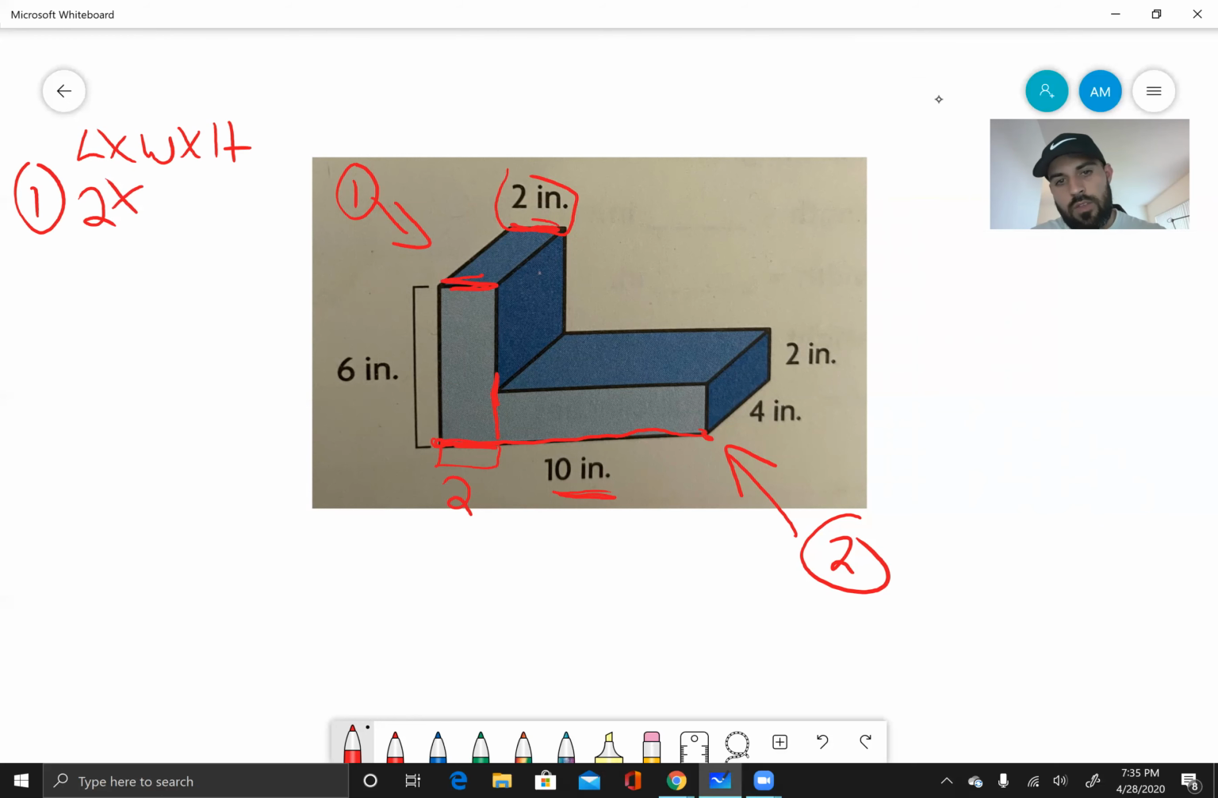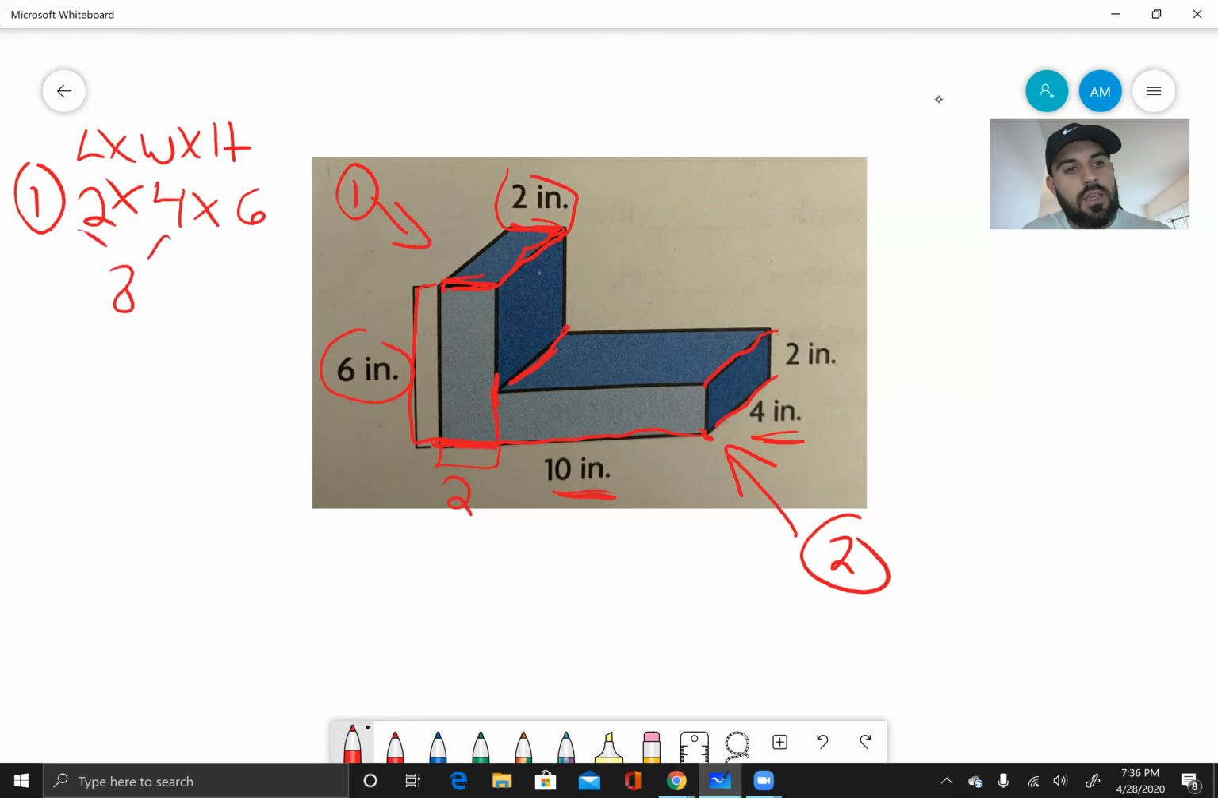Where can we see width? Width would be here, width would be here, width would be here, and width would be here. And they are all congruent, so the width would be 4. And then height, very simple. We're going from the top to the bottom, which tells me right here, which is 6 inches.